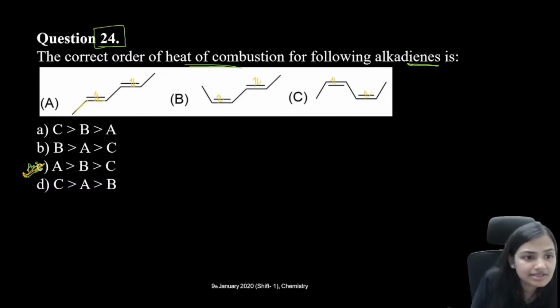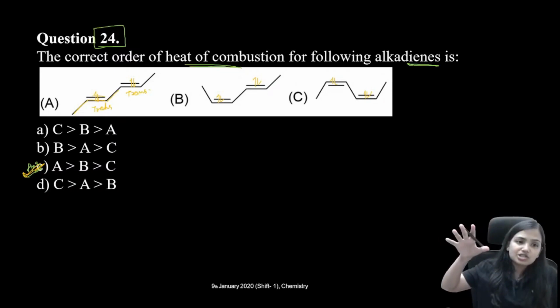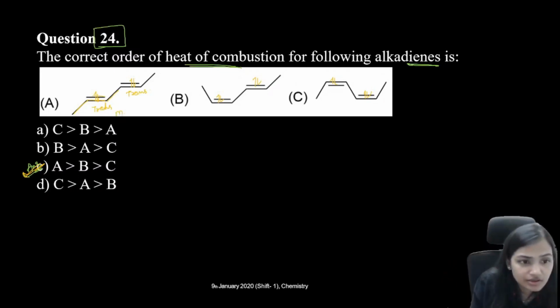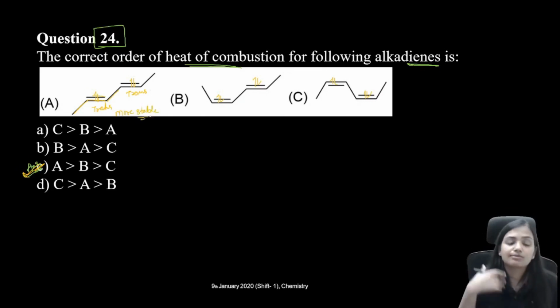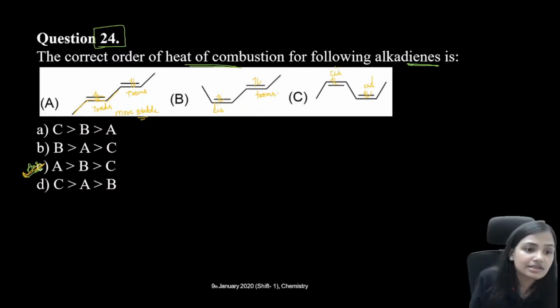Guys, you know this is a trans alkene. This is trans, and this is also the trans isomer. Trans alkenes, because of the minimum steric repulsion, are more stable. So if they are more stable, they will require a large amount of energy for combustion. So more heat of combustion will be required by A. Here one is cis and the other is trans, and here this is also cis and this is also cis. So depending on that, the trans is going to be more stable and will have more heat of combustion than B and C.